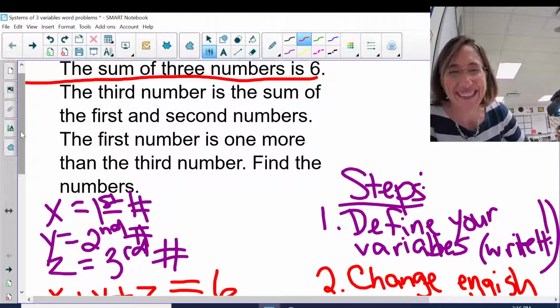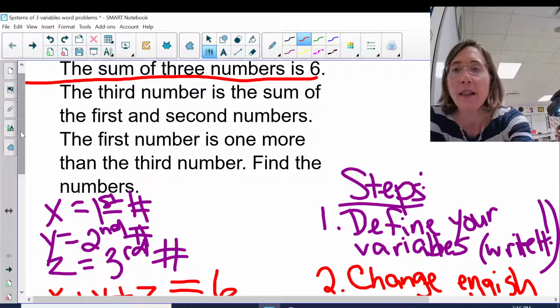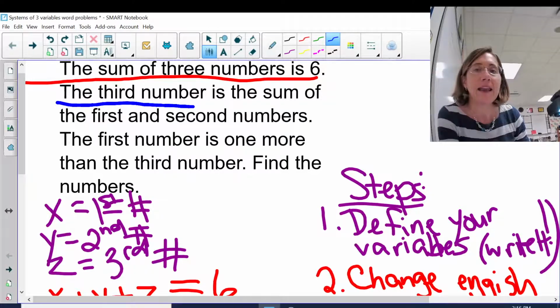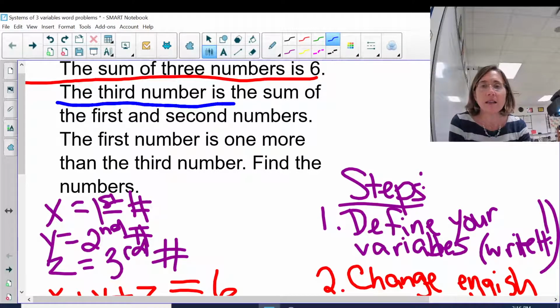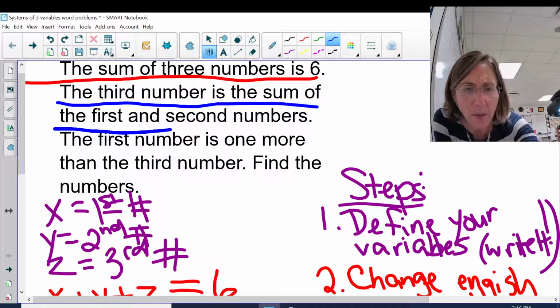So, we need to do that with the rest of our story. So, let's see. I'm going to switch colors here. Let's take this next sentence and analyze it. It says that the third number is the sum of the first and second numbers. The third number. Okay, the third number. What's my third number? What letter are we using to stand for third number? Oh, yes, that's z.